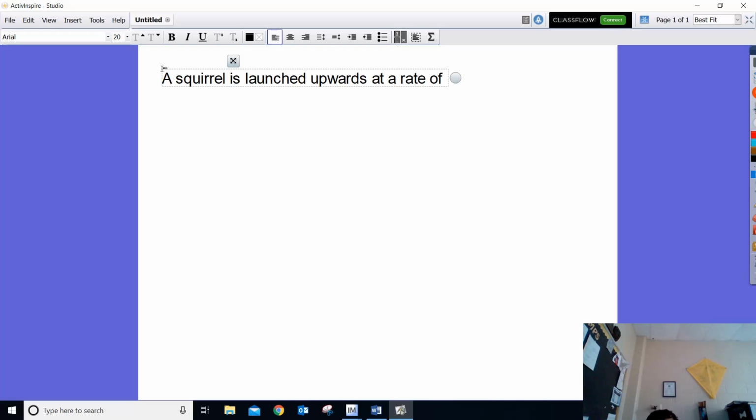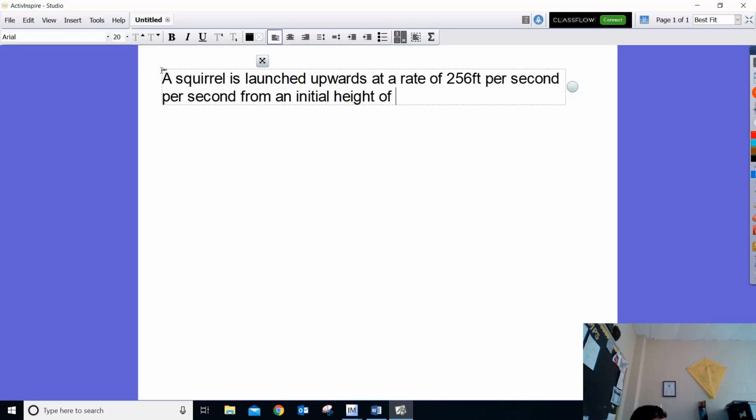How far is this squirrel catapult launching the squirrel? How fast? 5 feet per second? That ain't fast. No, 5 feet. 356. Very weak. You have obviously not been doing these problems at a rate of 256 feet per second. That's acceleration per second. From an initial height of what? Got an initial height, a number you want to use? 6 feet, why not?